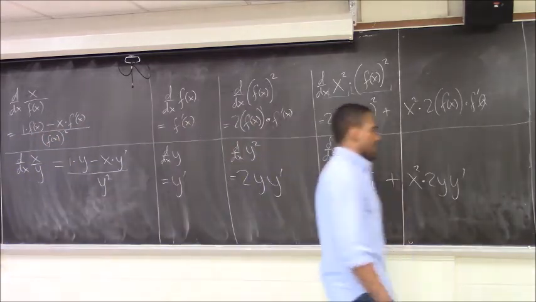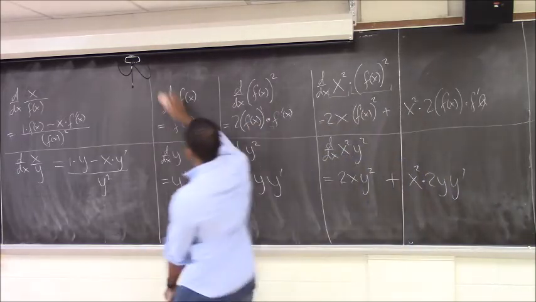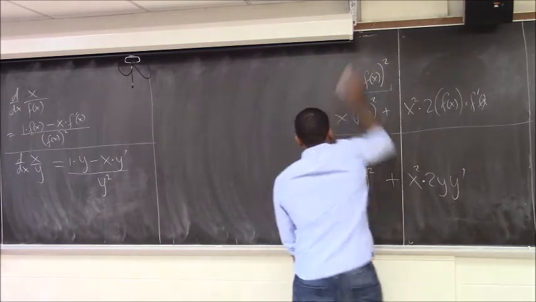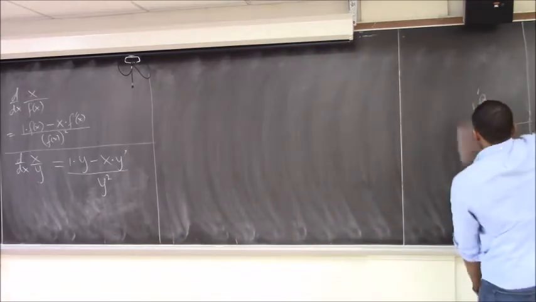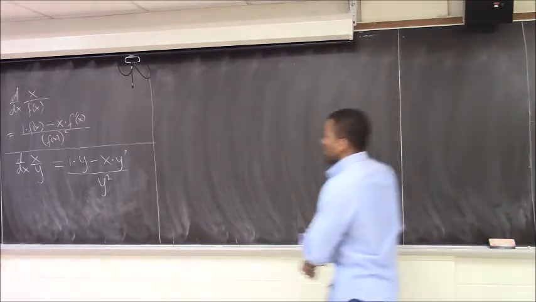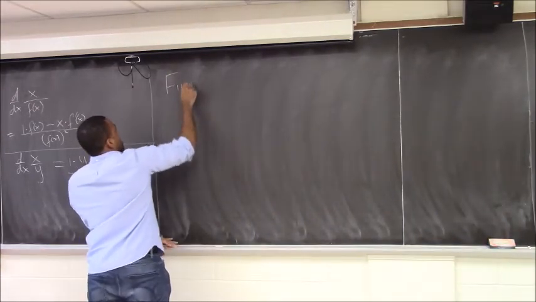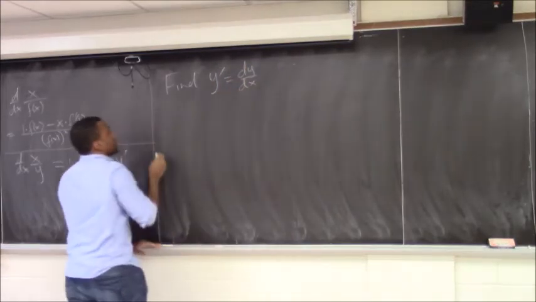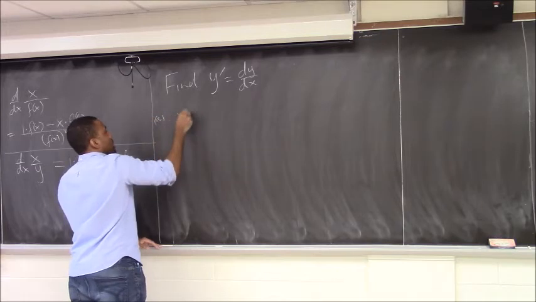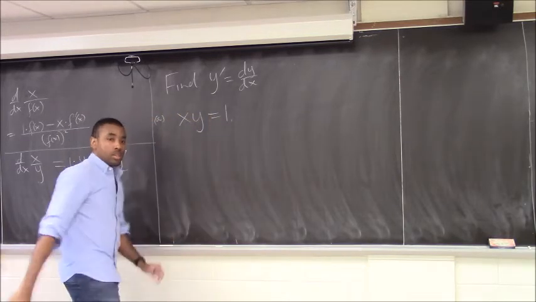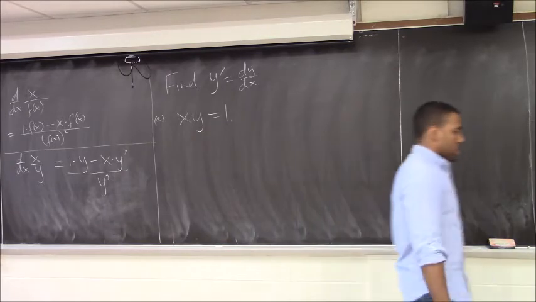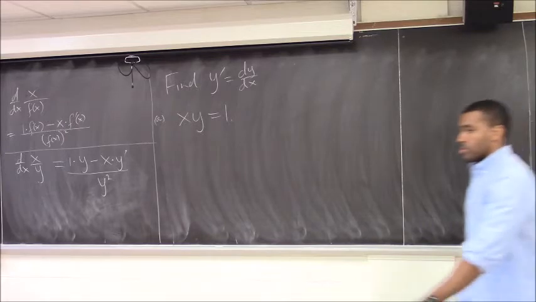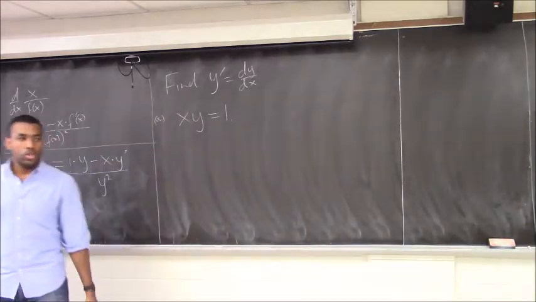Let's actually see it in a problem. Find y prime, which by here I mean dy dx. Here's the first example. xy equals 1. So you're given that relationship between two quantities, find the derivative. Go.